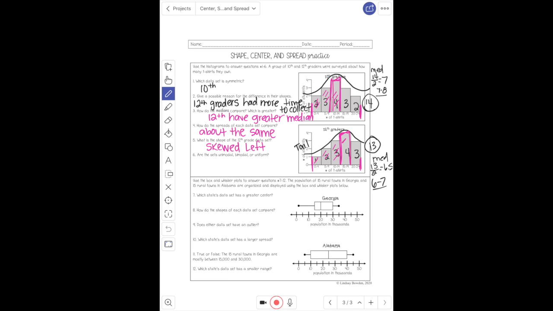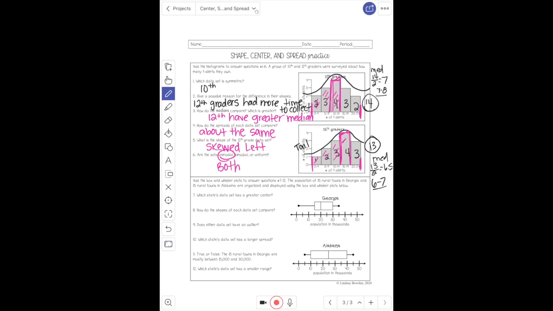And the mode, so we both have one peak, so we're going to say that they are both unimodal. All right, so for 7 to 12, the population of 15 rural towns in Georgia and 15 rural towns in Alabama are organized and displayed in these box and whiskers. Now, we may be able to do some more analysis of spread here with the box and whiskers because we know where our maximum is, we know where our minimum is. We can do a little bit more estimation here.